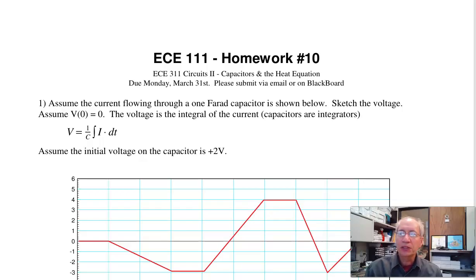Now, we looked at resistors before. Resistors convert current to voltage, and the basic equation for a resistor is V equals IR. Capacitors, on the other hand, store charge. Capacitors are integrators. So if I have a capacitor and there's current going in, the voltage is the integral of the current times 1 over C.